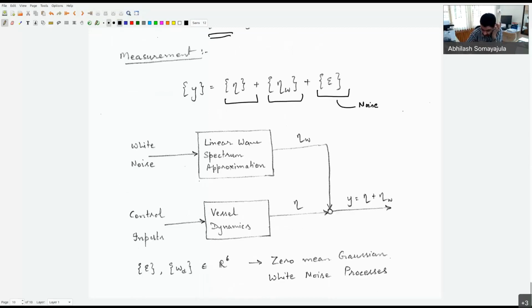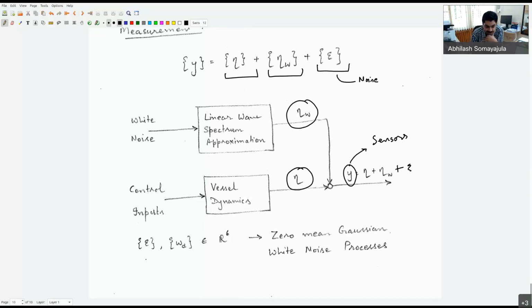If I look at the block diagram, I'm feeding white noise into the top box, which assumes a linear wave spectrum approximation, with white noise driving my system. It gives me the output as the first order wave motions. The control inputs, propulsion and the rudder, govern our slowly varying dynamics, so I get the slowly varying eta, the position and heading angle. I add the two together, and this is what I usually measure from my sensors.